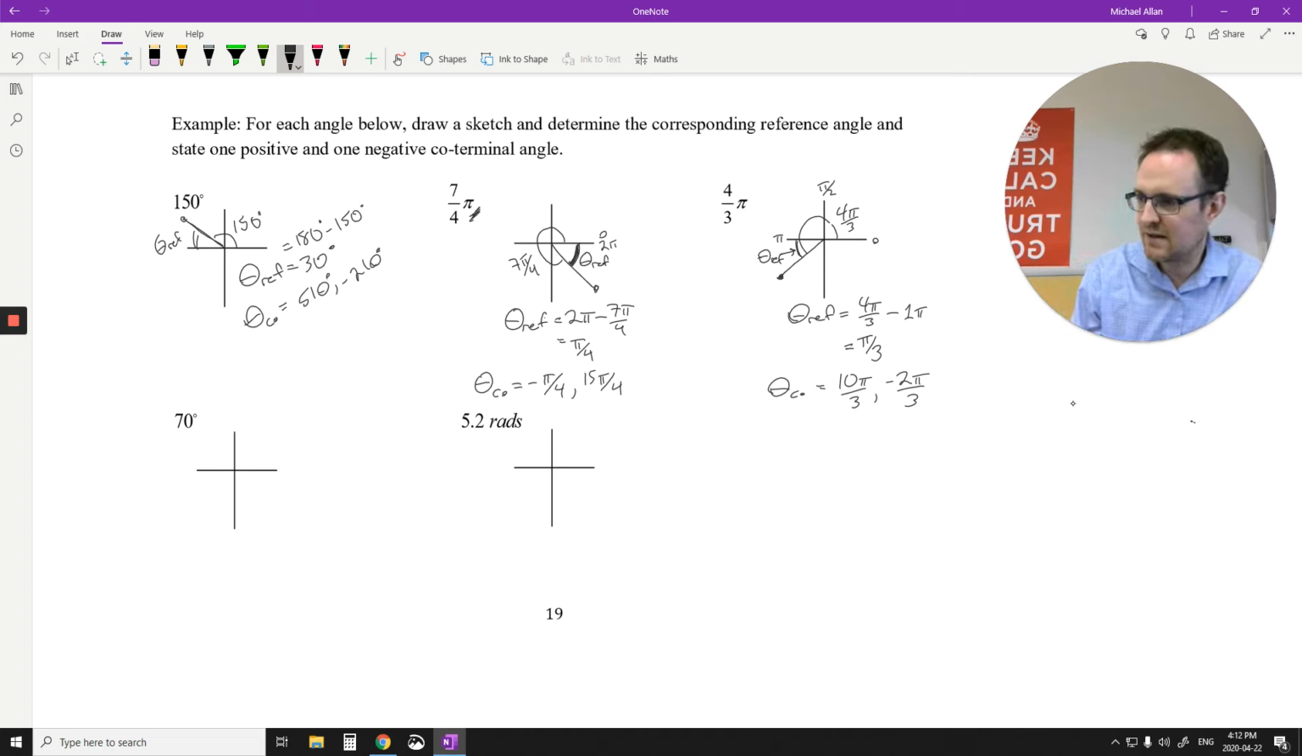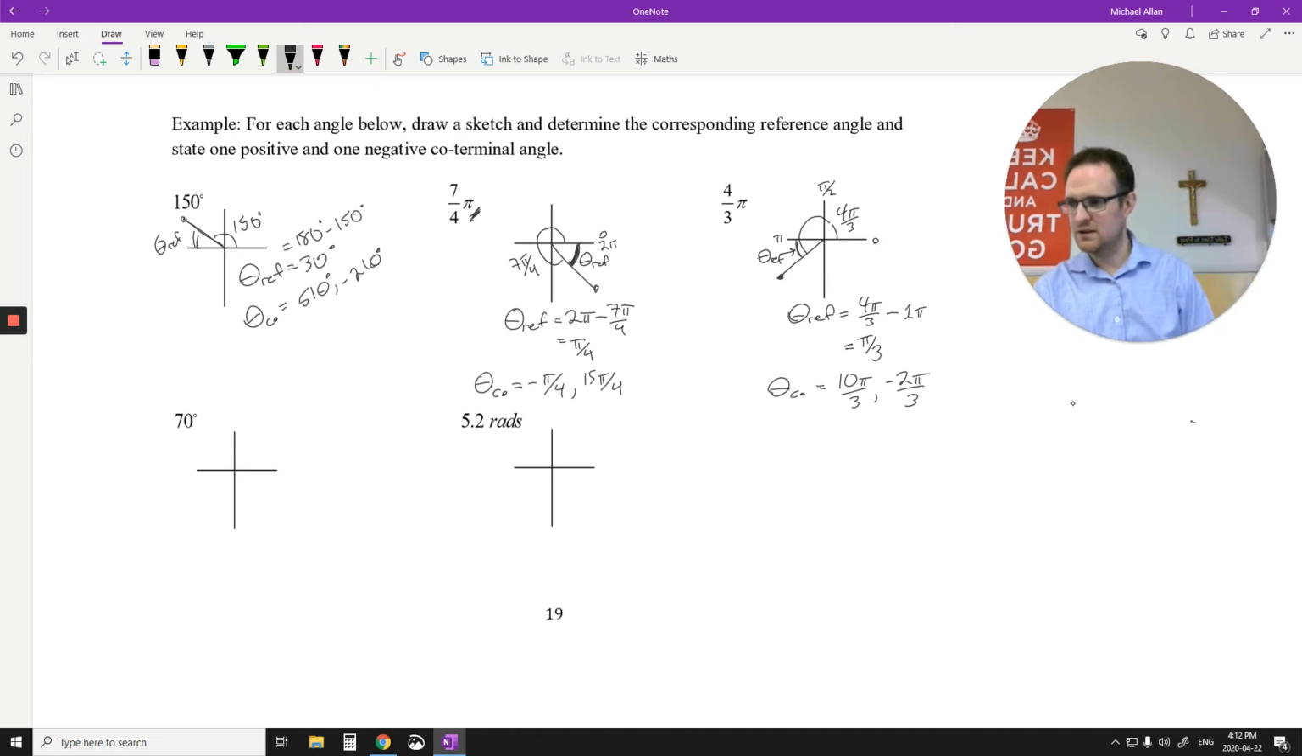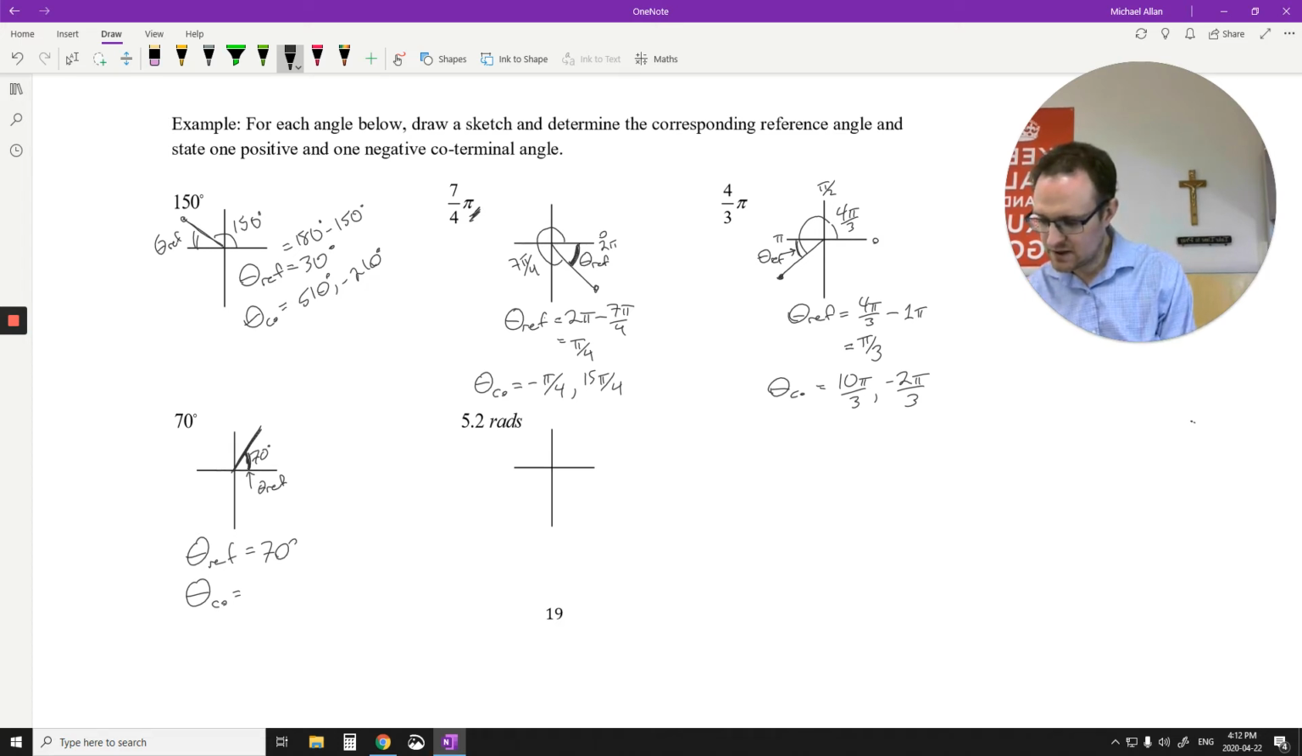Awesome. 70 degrees, so this is nice because they just give us it in degrees, so I don't have to worry about trying to find that out. So 70 degrees. Looks right about there. Now, the nearest x-axis would be this line. So this would also be my reference angle. So my theta ref down here would be 70 degrees. Coterminal, plus 360, minus 360, so I get 430 and 290. Now these are just the closest positive and negative coterminal angles. They don't have to be the closest ones.